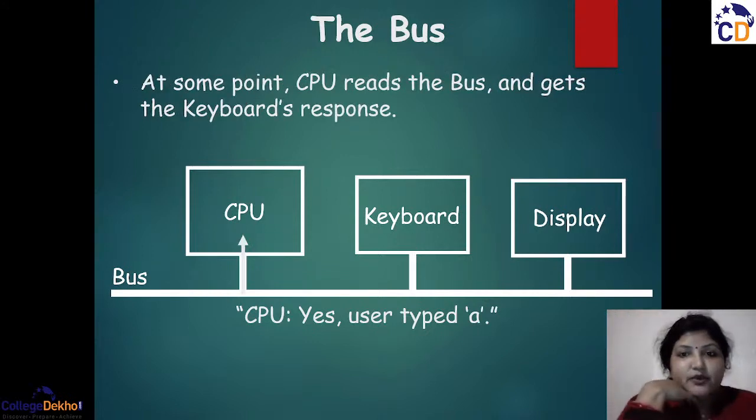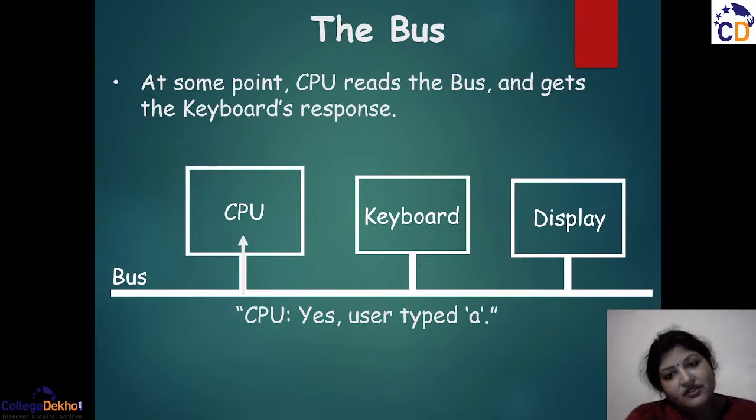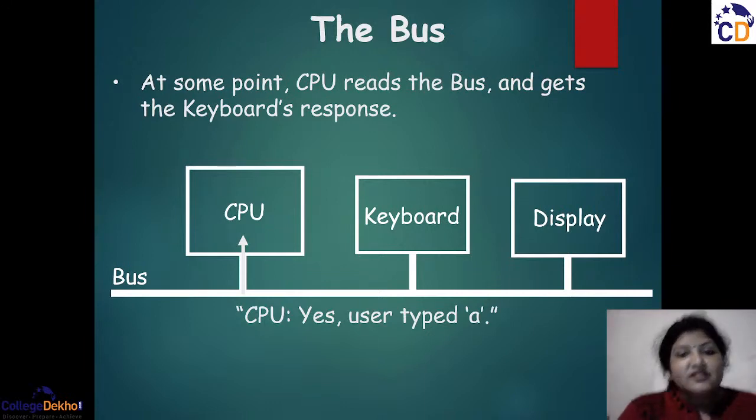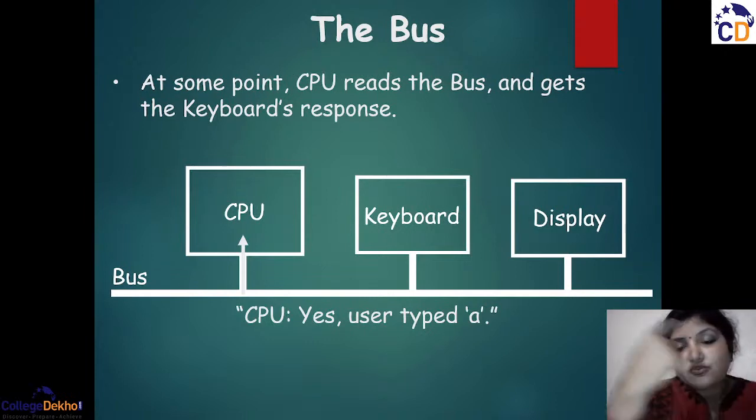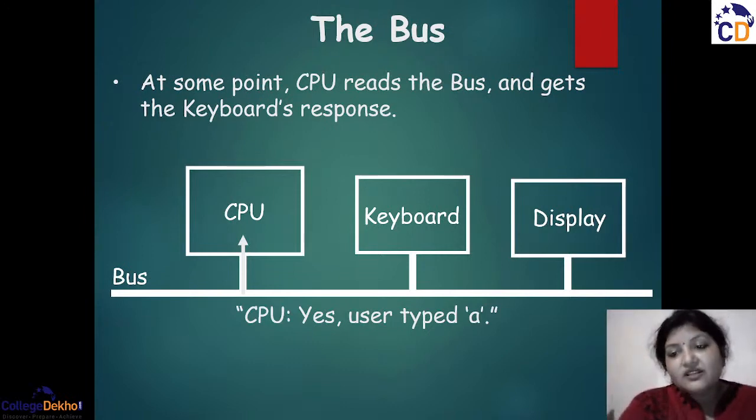At some point, the CPU reads the bus and gets the keyboard's response. CPU, yes, the user typed A. Now the CPU responds, right? The CPU reads the data and gets the keyboard response. Because I told you, I have taken one example. If I put a hot cup of tea on my hand, those particular neurons get activated and send the message to the brain. Then the brain decides whether it is hot, or whatever the message conveyed to it. Now the brain decides everything.